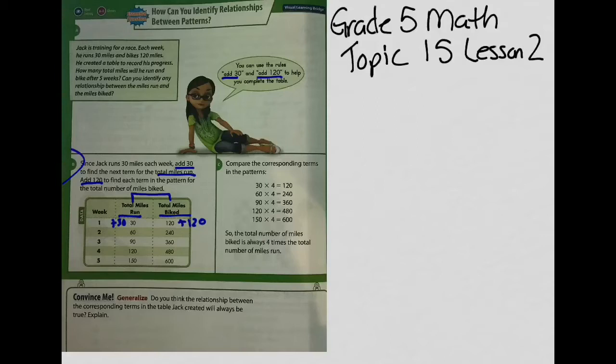So for total miles run, I start with 30, because that's what he did week one, and now he's going to run 30 miles each additional week. So plus 30, plus 30, plus 30, plus 30, all the way down for the 5 weeks. The same thing holds true with the total miles biked. I'm going to add 120 to each week to get the following week's amount.